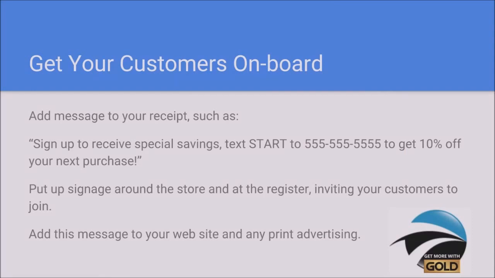Okay, well, we kind of touched on this, but this is what you want to do to get your customers on board, because you need to collect cell phone numbers now. So a couple ideas here. Add a message to your receipt, such as sign up to receive special savings, text START to your phone number and get 10% off. And we've showed you how to set up those 10% off coupons. You can put up signage around your store, and people could come into your store, sign up right there, and they will get the coupon immediately, and they could use it right away.